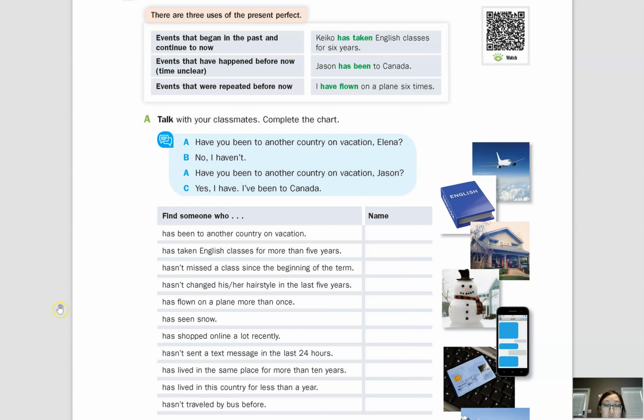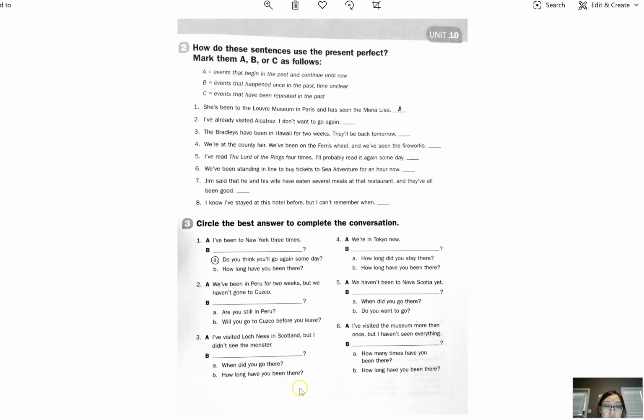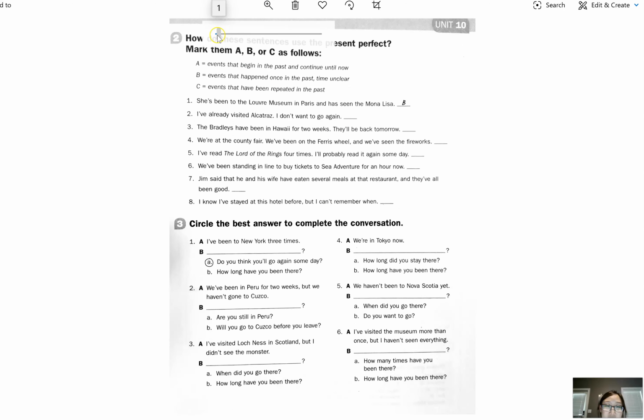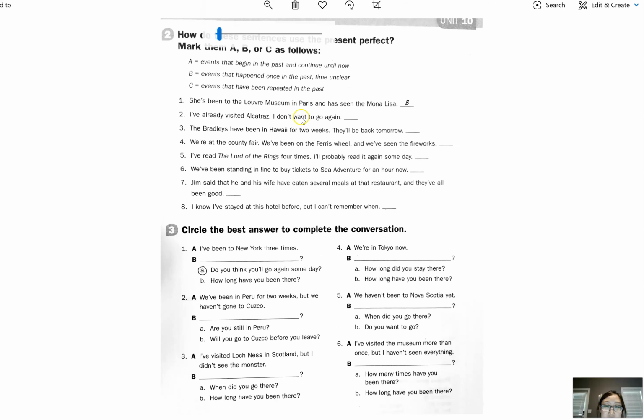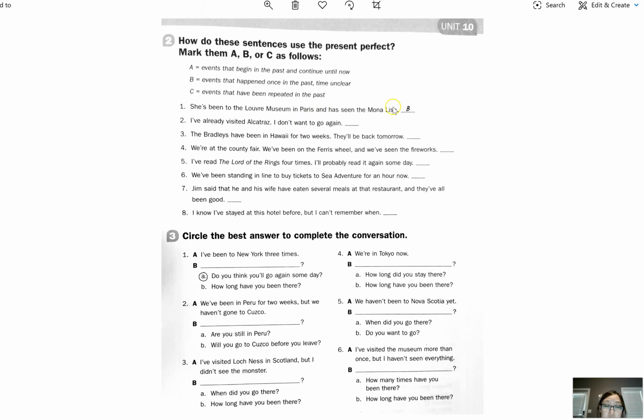Okay, I hope that wasn't too confusing. So instead of doing this activity, we're going to do another one since we can't talk with our classmates. So if you look at your workbook on page 125, or you can just look at my computer screen or your computer screen, but this is from our workbook.